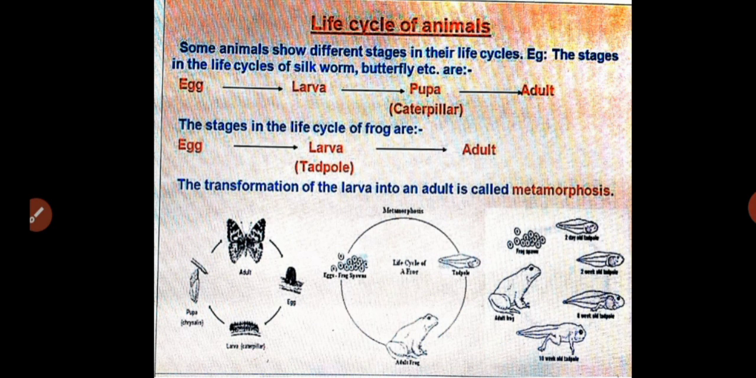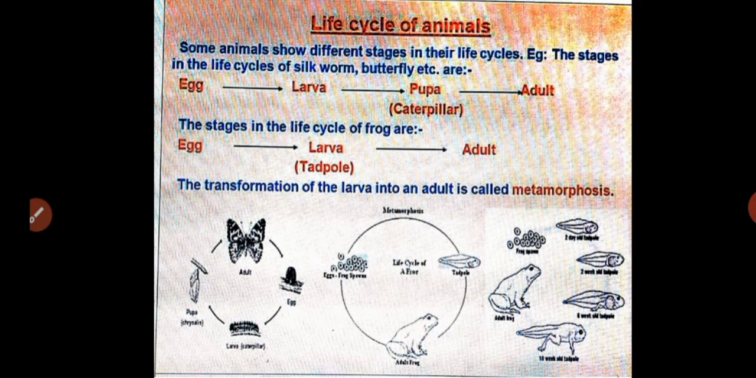Students, today you have to know a few more things about reproduction in animals, particularly the life cycle of animals. The life cycle of a few animals you have to know. So in your syllabus, you have to know about the life cycle of the butterfly, and also the life cycle of the frog.